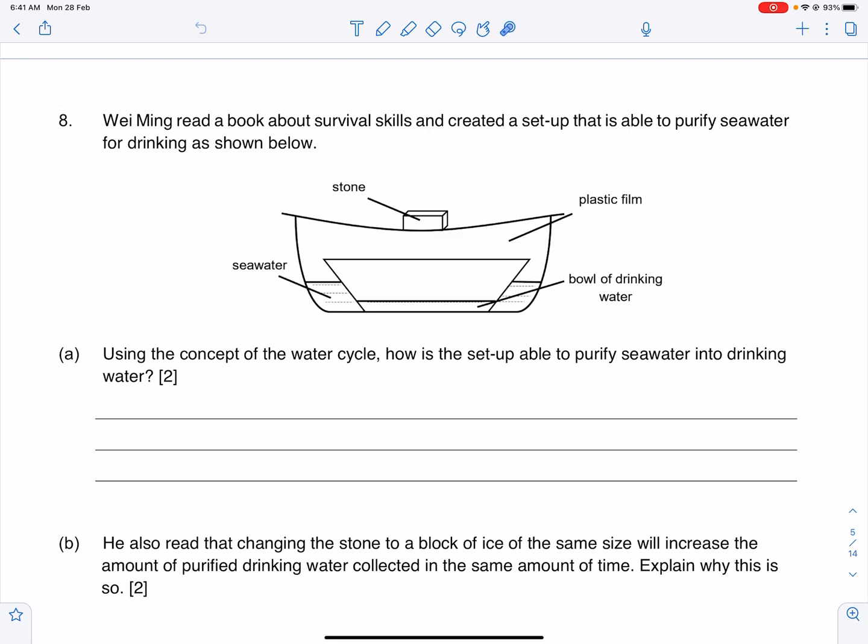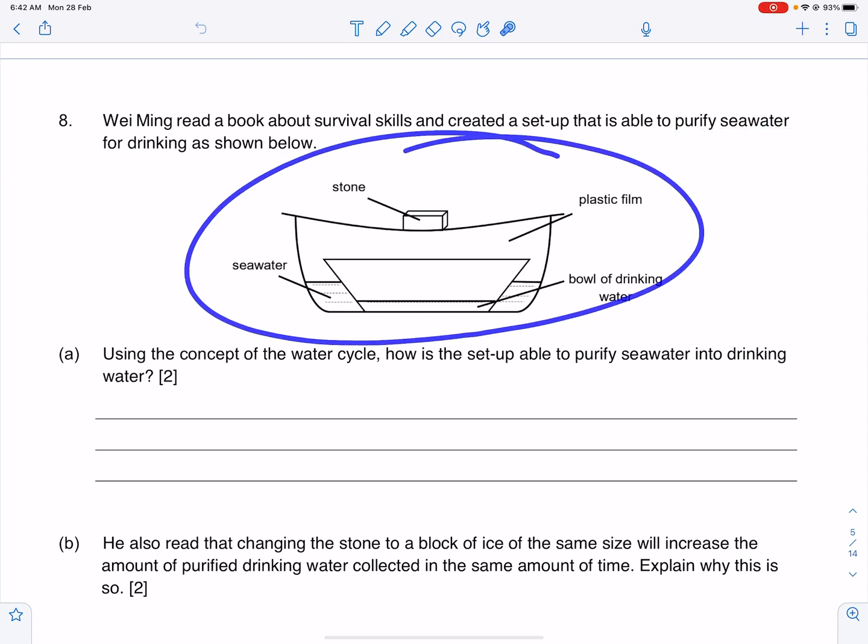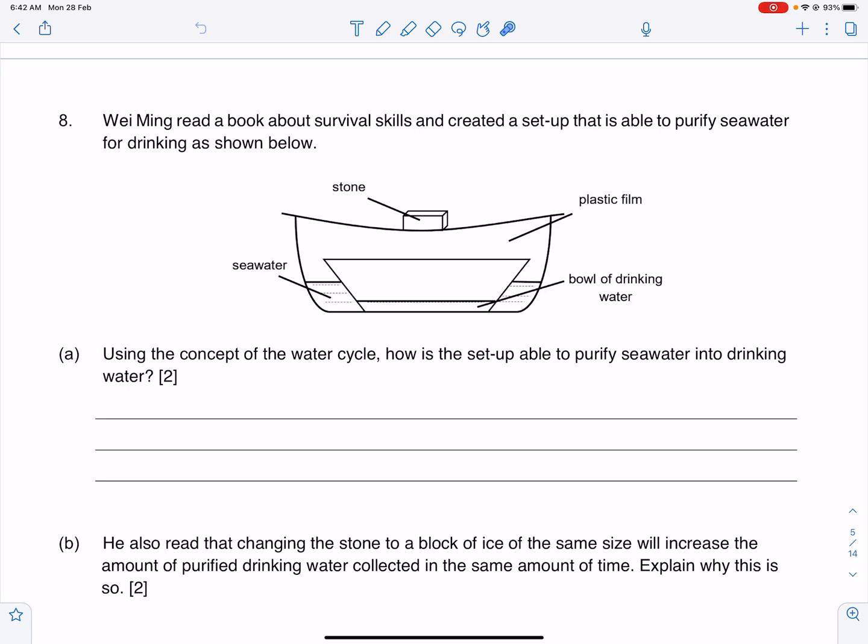So for the first question, question number 8, Wei-Ming read a book about survival skills and created a setup that is able to purify seawater for drinking as shown below. So right off the top, if you've done enough practice, you should know that this is a water cycle setup, even without reading on. But of course, we need to read on to be certain. So the question then asked, using the concept of the water cycle, how is this setup able to purify seawater into drinking water? Now, so the keywords would be water cycle.